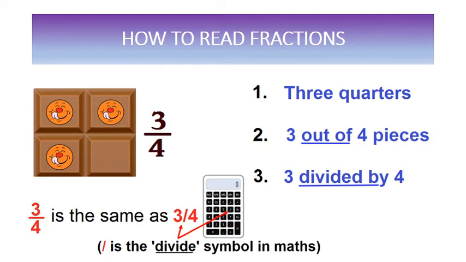And if we look at that slash symbol, that is actually the symbol that means divide in maths, and you can see it there on the calculator. So 3 divided by 4, if we were to use a calculator, would give us an answer of 0.75. So 0.75 is exactly the same as 3/4. And I'll deal with this more in another video, which will look at the link between fractions, decimals and percentages.